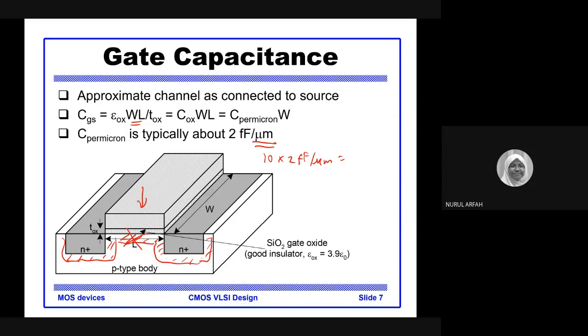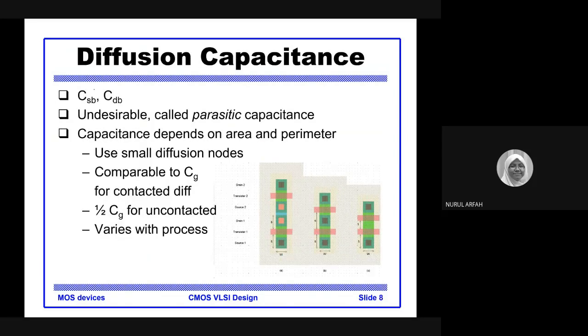But if this is turned on, then the channel will be built up. But there's some condition where we know that there's a capacitance over here and here. The capacitance is actually the capacitance of the source to the bulk and the capacitance of the drain to the bulk. And both are actually parasitic capacitance. And this one, we want to eliminate or reduce this parasitic capacitance. Okay, so this parasitic capacitance depends on the area and perimeter.